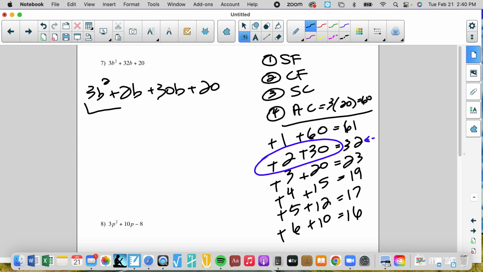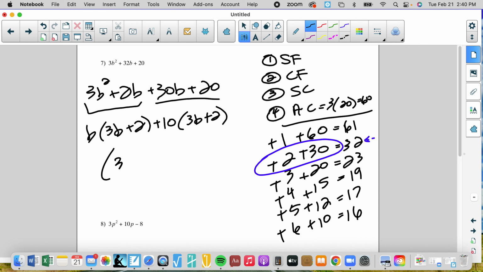Common factor of b, we get 3b plus 2. Common factor of 10, we get 3b plus 2, 3b plus 2, and that leaves me with b plus 10.